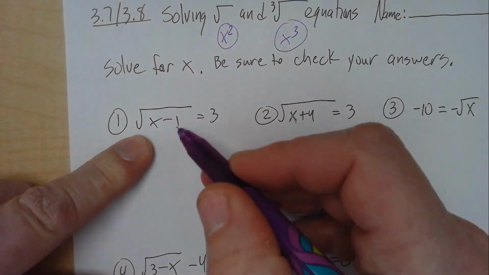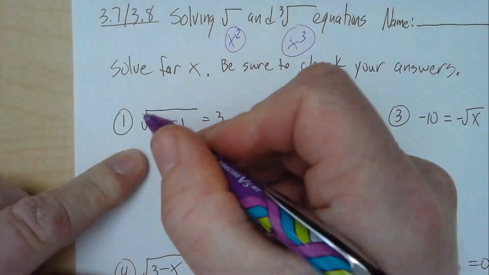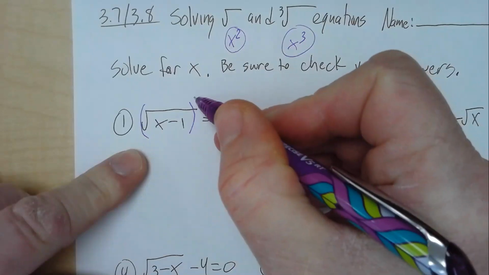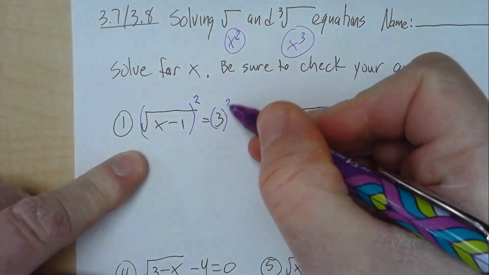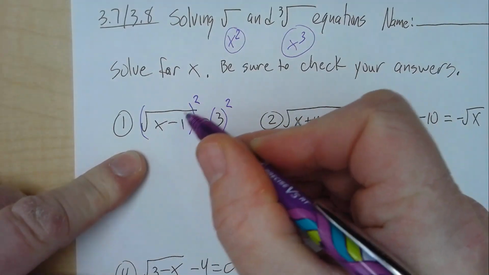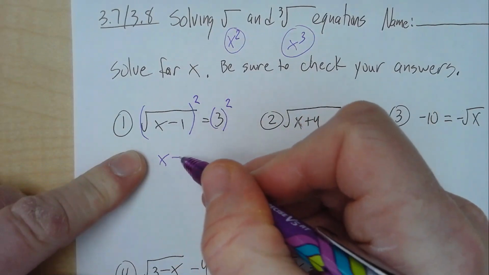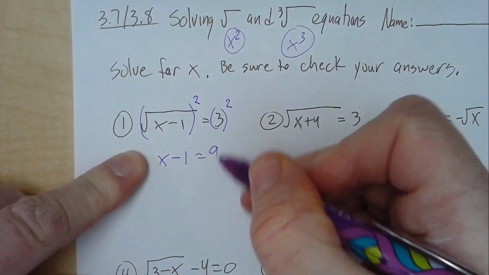So I can just say, hey, what's the opposite of square rooting? So then I just put some parentheses here, and I square both sides of the equation. So squaring and square rooting cancel out. I have x minus 1 is equal to 3 squared, which is 9.